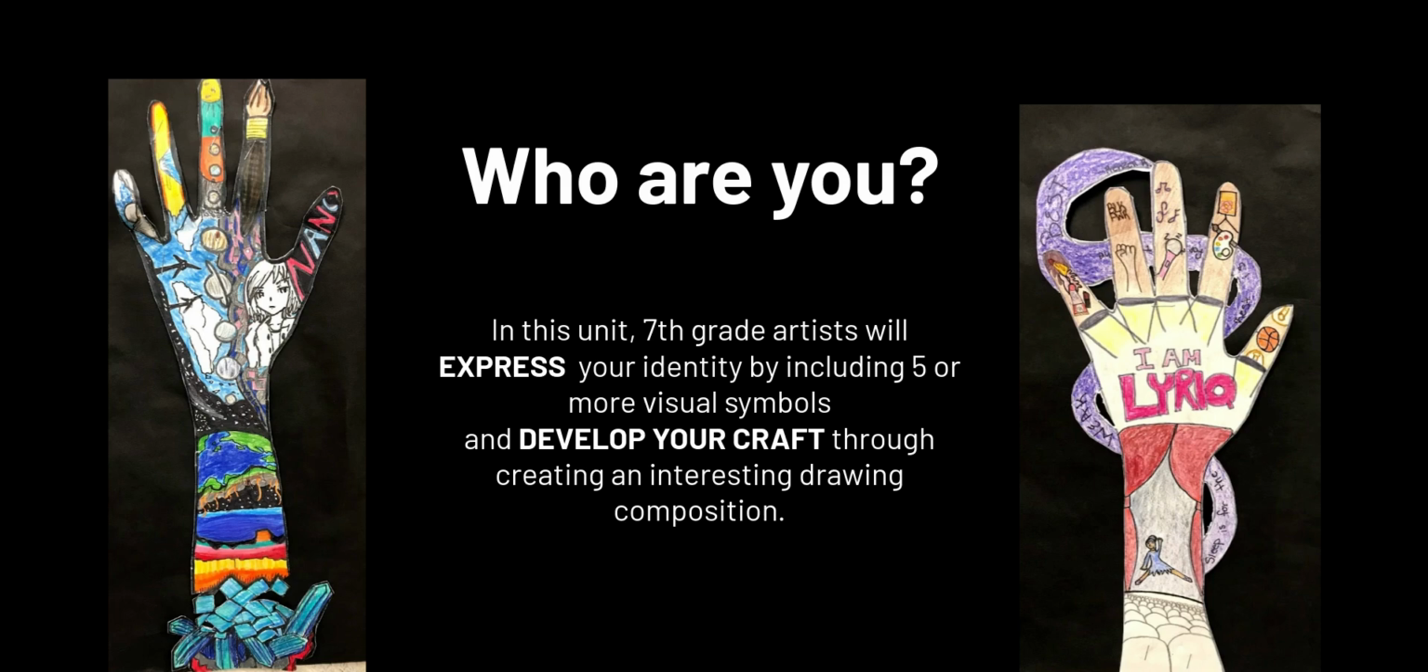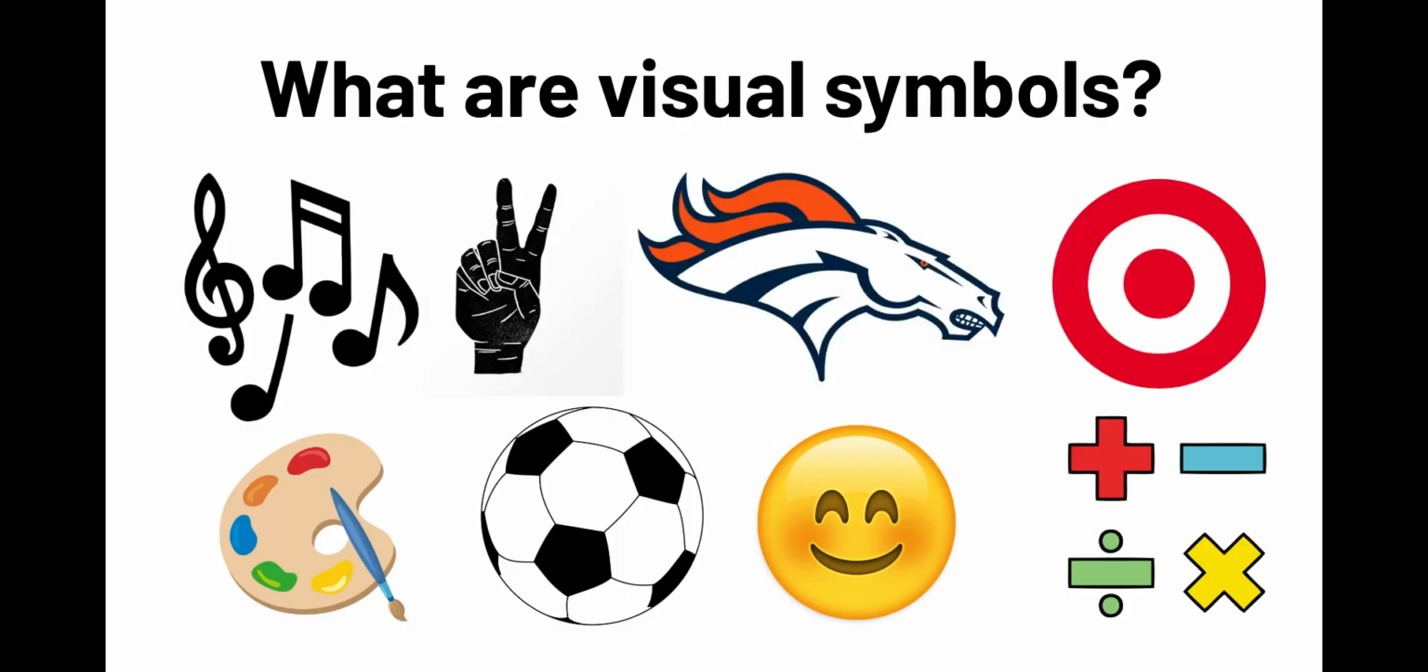In this unit, seventh grade artists will express your identity by including 5 or more visual symbols. And you will develop your craft through creating an interesting drawing composition. We are actually all going to make art that is in the same shape as our arms and our hands, but it will all look very different because the visual symbols will symbolize who you are and express your own identity. So let's first start by talking about what are visual symbols.